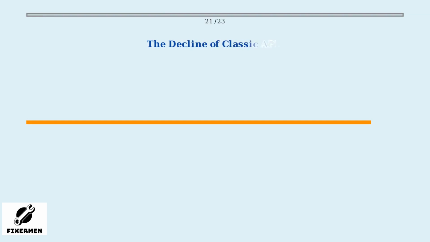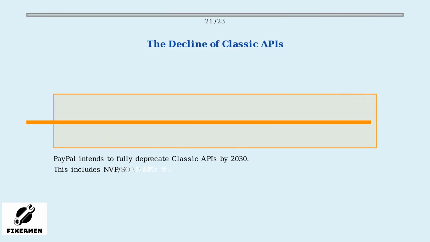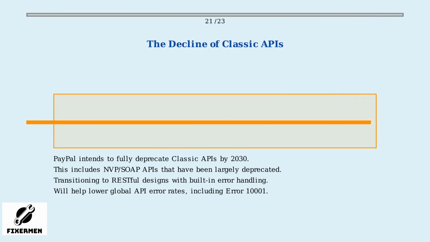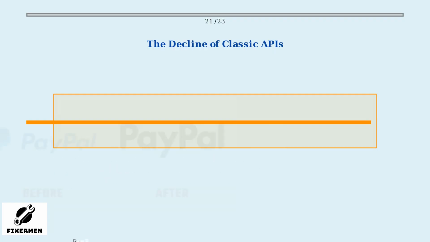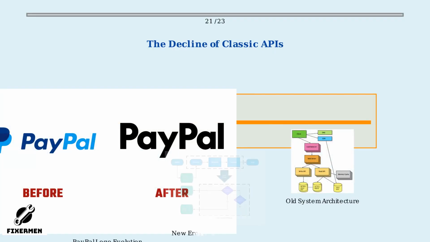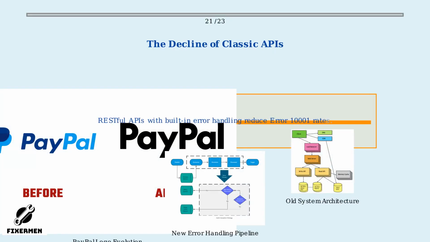PayPal plans to fully deprecate its classic APIs by 2030. These older APIs, including MVP and SOAP, have already been largely phased out in favor of more modern approaches. Transitioning to RESTful API designs with built-in error handling will significantly reduce global API error rates, including instances of error 1001. The evolution of PayPal's systems is reflected in their branding and architecture. As classic APIs decline, new RESTful designs incorporate better error handling mechanisms.